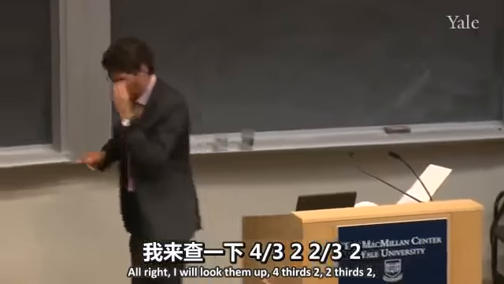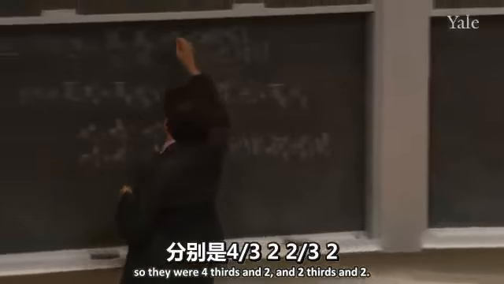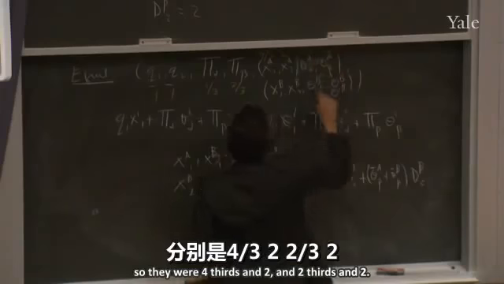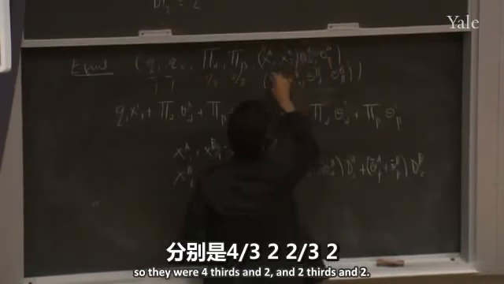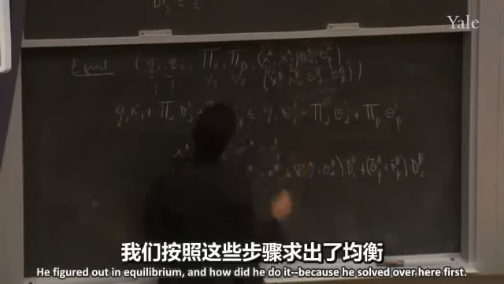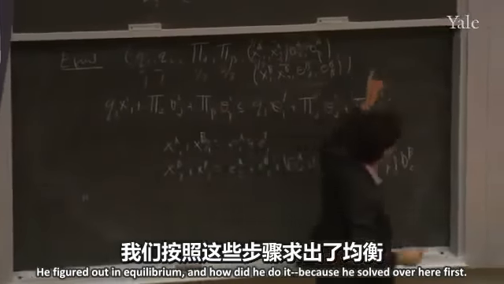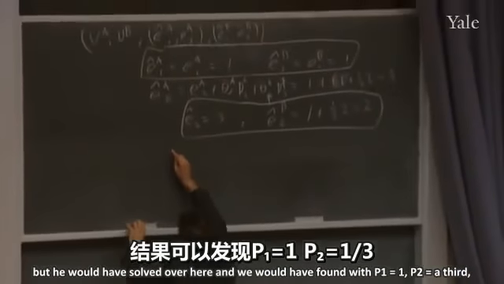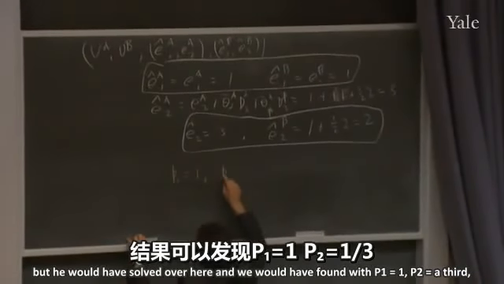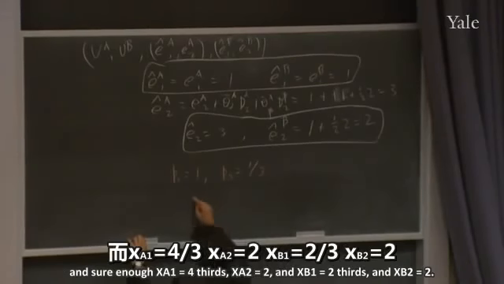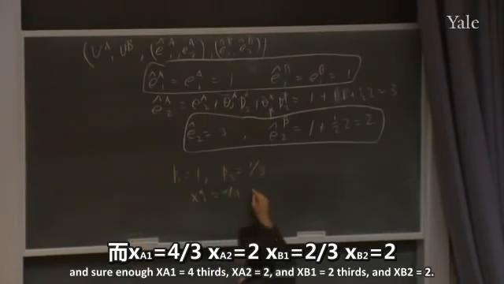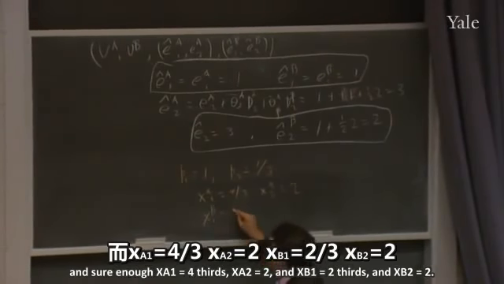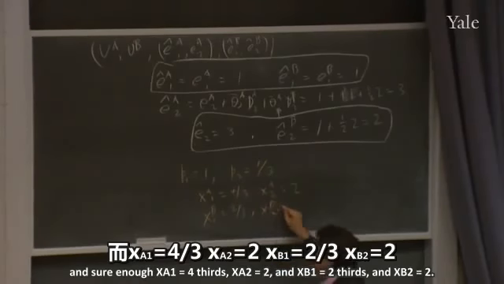Four-thirds, 2, 2/3, 2. Okay, so they were 4/3 and 2 and 2/3 and 2. Okay, so he figured out an equilibrium, and how did he do it? He solved over here first. He didn't do this exact problem, but he would have solved over here, and we would have found with P1 equal to 1, P2 equals 1/3, and sure enough, XA1 equals 4/3, XA2 equals 2, and XB1 equals 2/3, and XB2 equals 2.